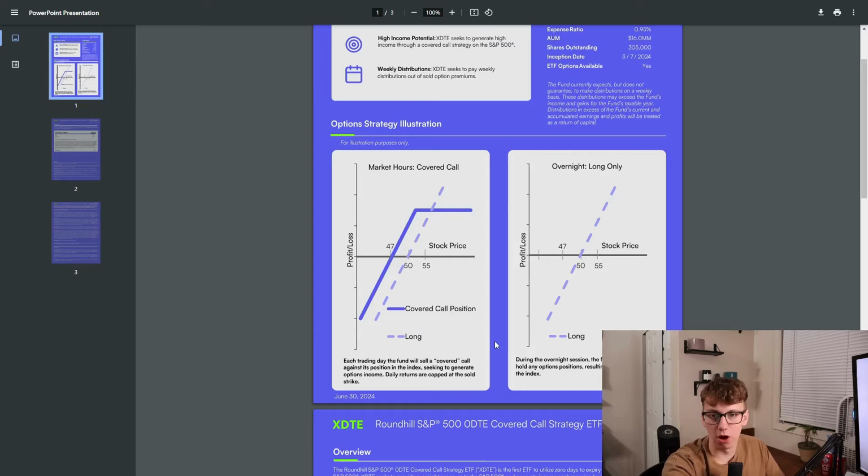Now, the overnight long only, the difference is during the overnight session, the fund will no longer hold any option positions, resulting in full exposure to the index. Now, the way that this is interesting compared to other funds is when you have monthly premiums, or even less, anything less than 0 days till expiration, you do not have access to the price appreciation that happens in the aftermarket and pre-market hours. And that is because your options contract is throughout all of that, whereas the daily, they write a new one every single day.